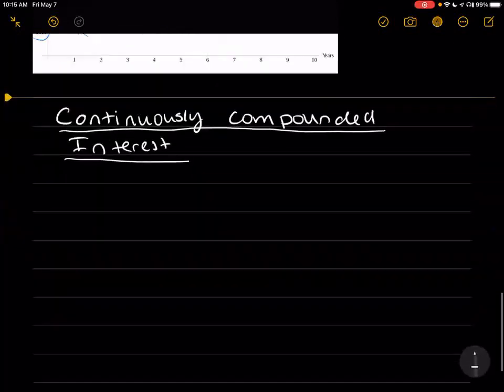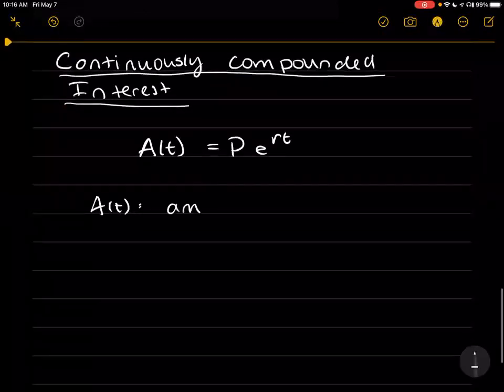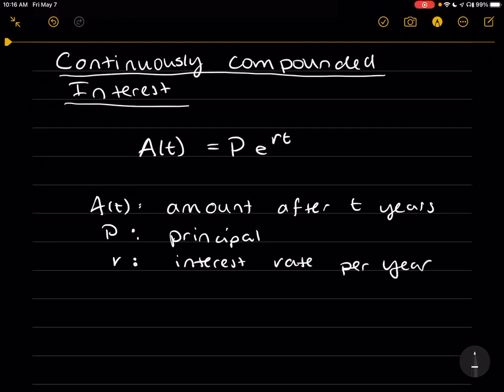Okay, so the continuously compounded interest formula is A(t) = P e^(rt), where A(t), as last time, is the amount after t years in your account. P is your principal, so how much you put in at the beginning. r is your interest rate per year. And t is the number of years.